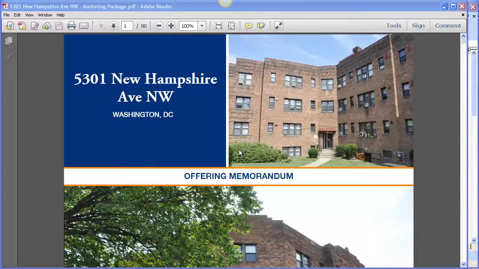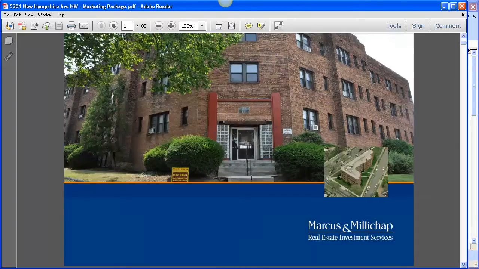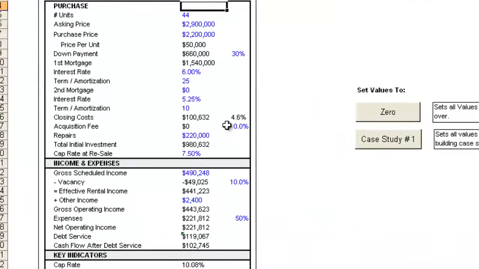All right, here we are with our 44 unit. That's a good looking building. So we're going to bring up our Syndicated Deal Analyzer, and we're going to enter in, as we did before, the income and the expenses. And we're going to assume the 10% vacancy as well as 50% of expenses based on the income reported.